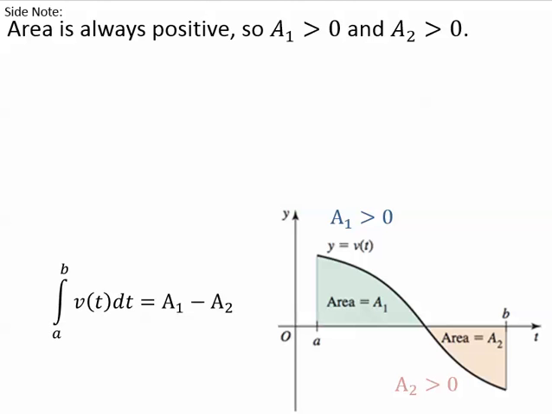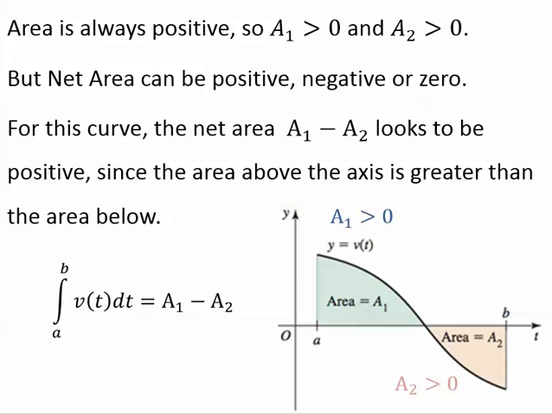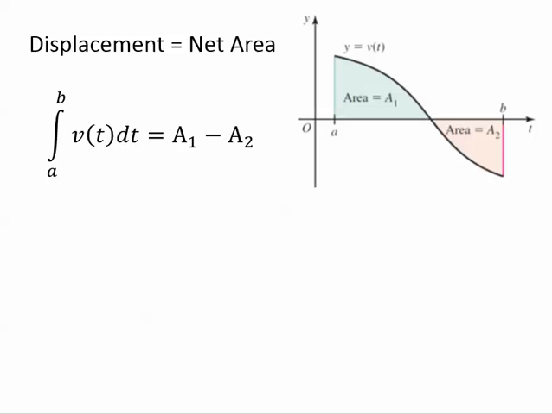So while area is always positive, net area, just like displacement, can be positive, negative, or 0. For this curve, the net area looks to be positive since the area above the axis is greater than the area below. So displacement equals net area.